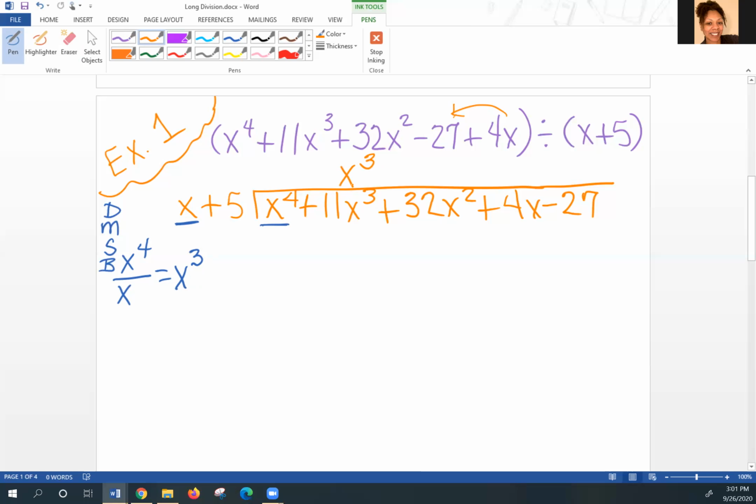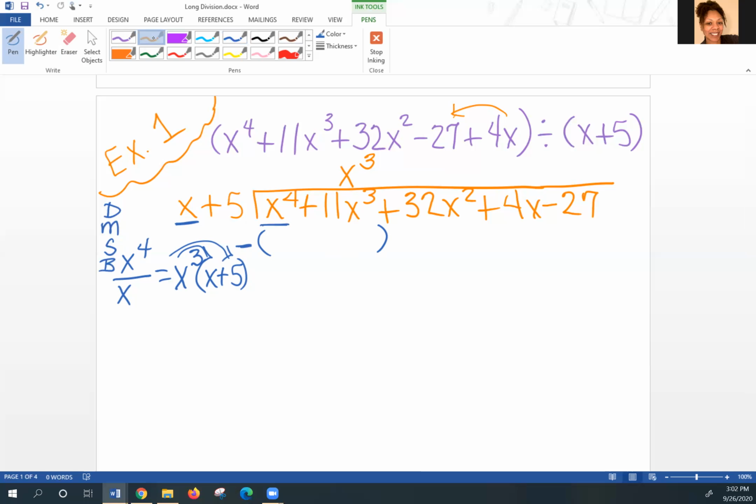So now what I want to do is I'm going to always take the entire divisor and multiply what I just came up with by distributing. Then I'm going to subtract. That's my next step. So when I subtract, I actually have a set of parentheses here, which means that everything in here, the signs will change.